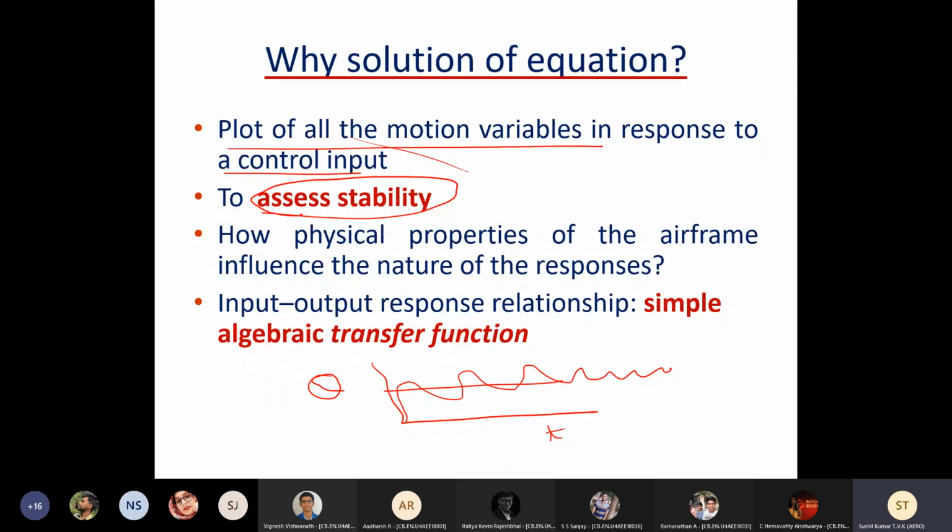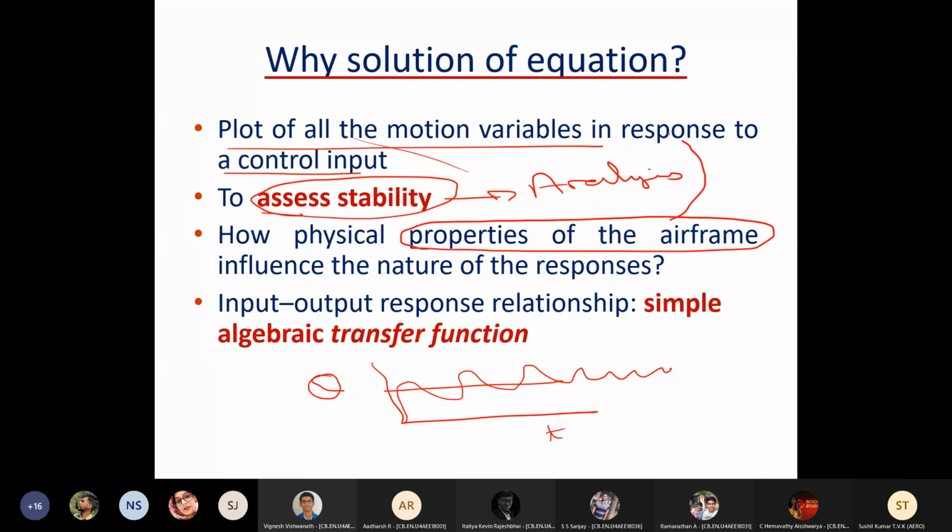Okay, now you got the stability. This is just the analysis part of it. You know it is stable or unstable, but you're not satisfied. So you would like to see how the properties of the airframe influence stability and what sort of corrective measures you can take. So that goes into the design part of it. So you know that the aircraft is unstable. What do I do to make it a stable aircraft? That becomes the design part.